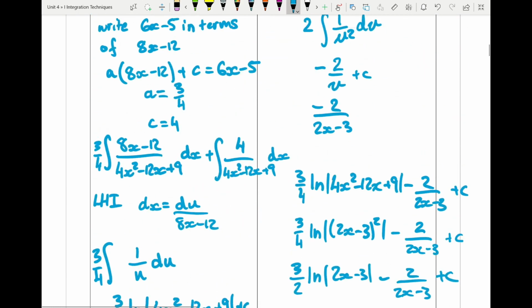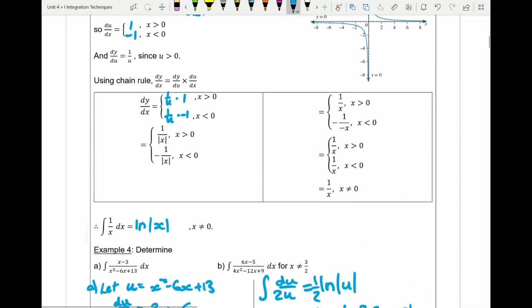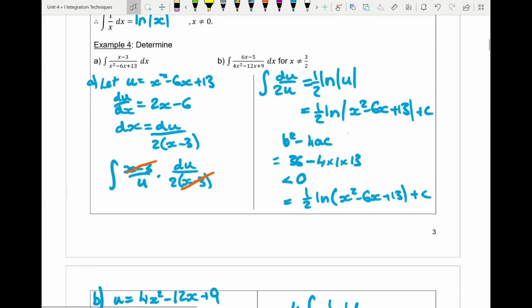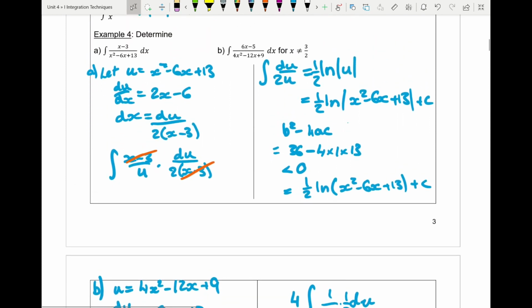So not too much for this video, just looking at this idea of 1 on x, what happens with our natural log, and how we can simplify our integrands so that the quotients cancel out.